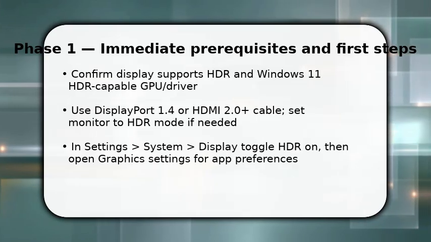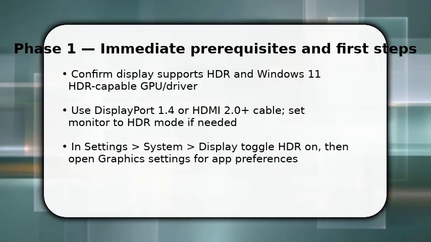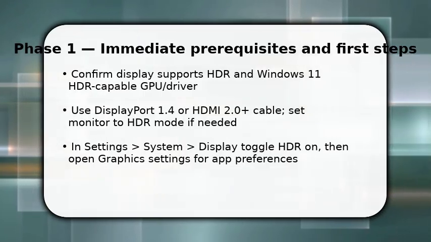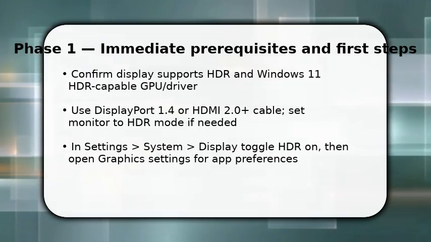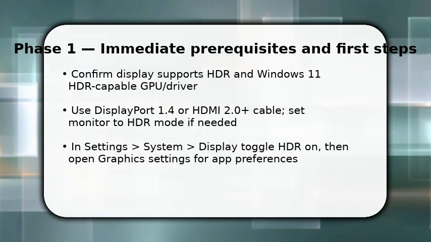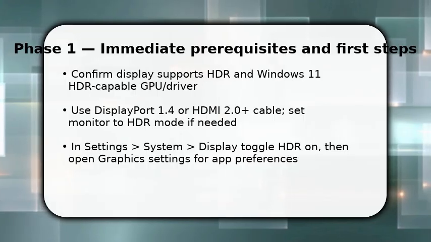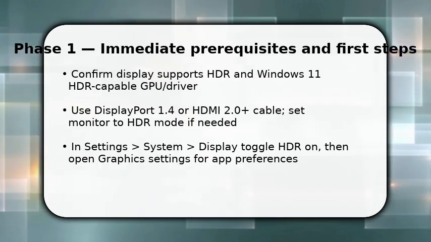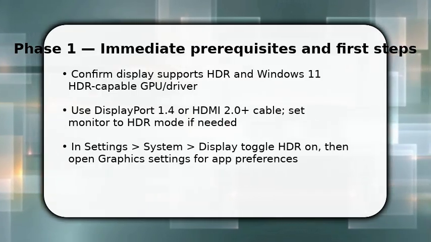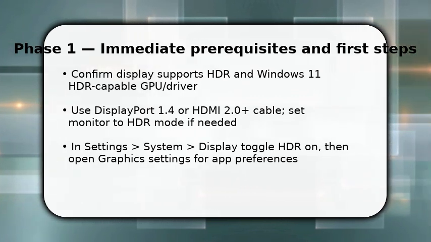Enjoy the video. You start by confirming hardware and software. Check that your monitor, GPU, and cable support HDR. Once done, enable HDR in Settings, System, Display, toggle Use HDR on. Make sure the monitor is set to its HDR input mode and connect via DisplayPort 1.4 or HDMI 2.0+. Next, open Graphics Settings to assign the high-performance GPU to the app you will test. This prevents color space mismatches and ensures Windows routes HDR content correctly.